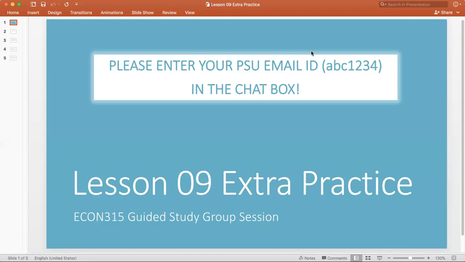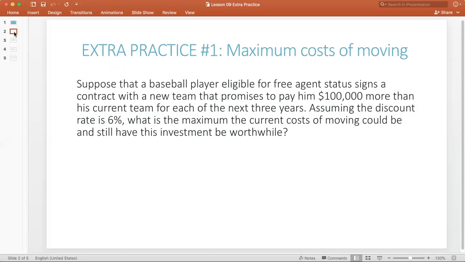The lesson is on net present value and equilibrium, so I'm going to get started right away. Number 1 says the maximum cost of moving. Suppose that a baseball player eligible for free agent status signs a contract with a new team that promises to pay him $100,000 more than his current team for each of the next 3 years. Assuming the discount rate is 6%, what is the maximum the current cost of moving could be and still have this investment be worthwhile?